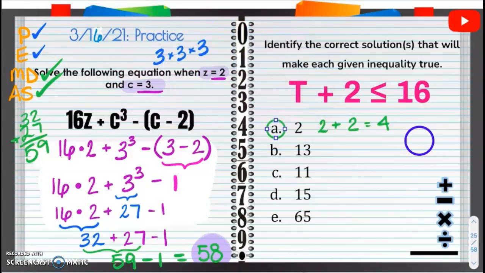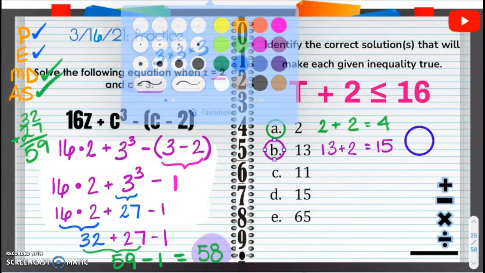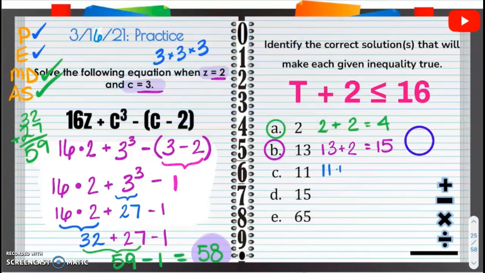How about if it was 13? We'd have 13 plus 2. 13 plus 2 is 14, 15. Is 15 less than or equal to 16? Yes, it is. So B can also be an answer. How about 11? 11 plus 2, 11, 12, 13. Is 13 less than or equal to 16? Yes, it is less than that, so C is also an answer.